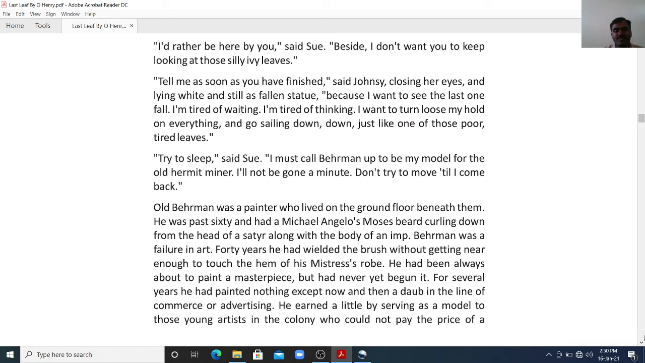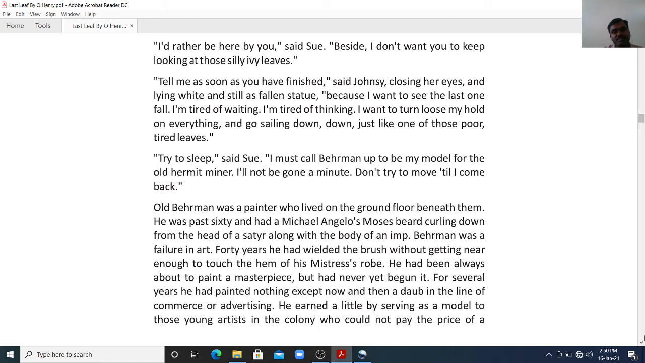I'm tired of waiting. I'm tired of thinking. I want to turn loose my hold on everything and go sailing down, down, just like one of those poor tired leaves. So, I don't have any patience to wait. I'm tired of waiting. I'm tired of thinking, and I don't have any hold on my life. I want to be just like those leaves which are falling down loosely, and I cannot think of living. I'm fed up of living. That's what Jhansi tells of her plight.